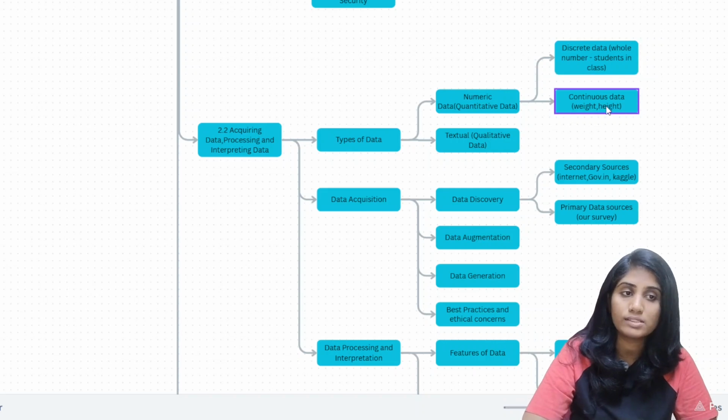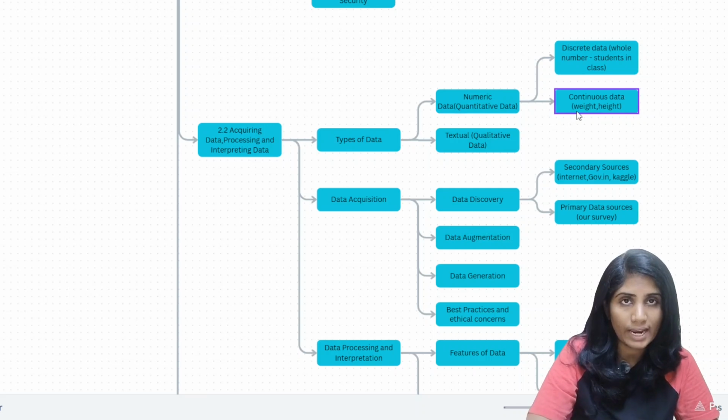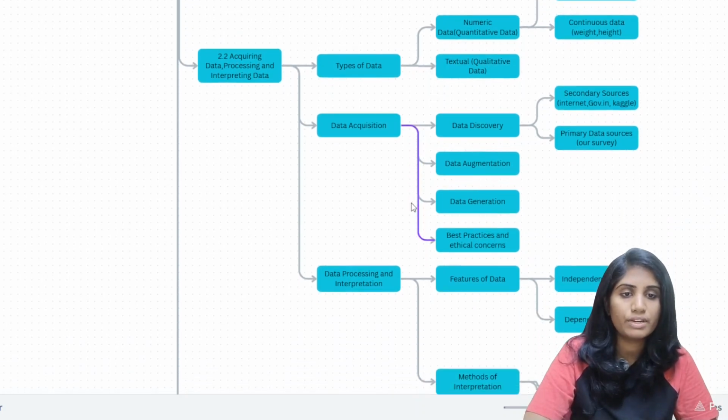And what is continuous data? For example, if we want to learn about the students' height and weight, that is continuous data. So this is about the types of data. When we move on to data acquisition, we have 3 stages there: data discovery, data augmentation, and data generation. At a high level, in data discovery, we have primary data sources and secondary data sources, and we try to consolidate our data so that it will be useful for our project.